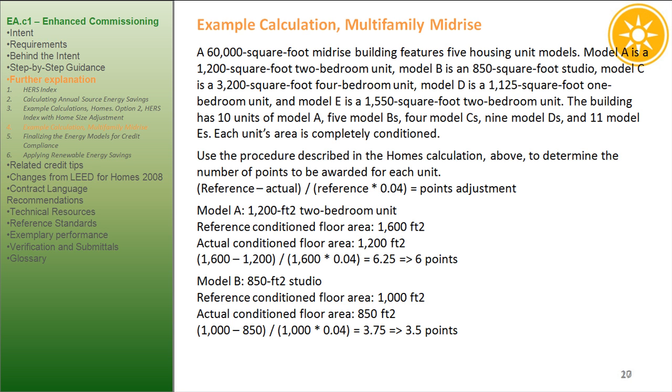1,600 minus 1,200, over, 1,600 multiplied by 0.04, equals 6.25, which is greater than 6, so 6 points. Model B, 850 square feet studio. Reference conditioned floor area, 1,000 square feet. Actual conditioned floor area, 850 square feet. 1,000 minus 850, over, 1,000 multiplied by 0.04, equals 3.75, which is greater than 3.5, so 3.5 points.